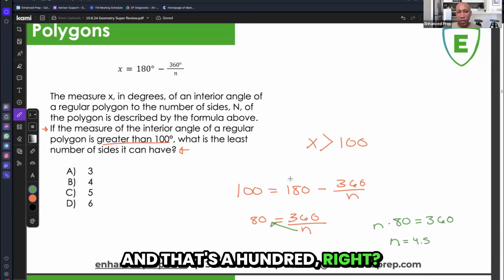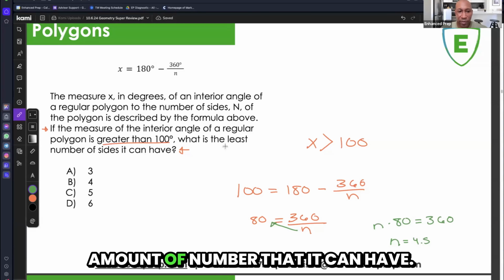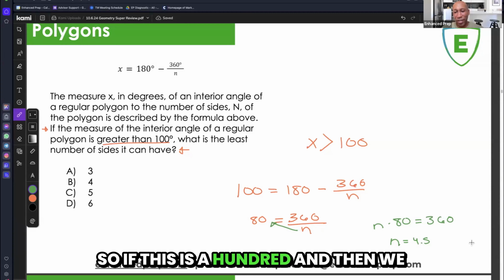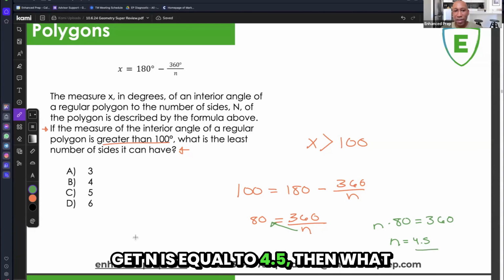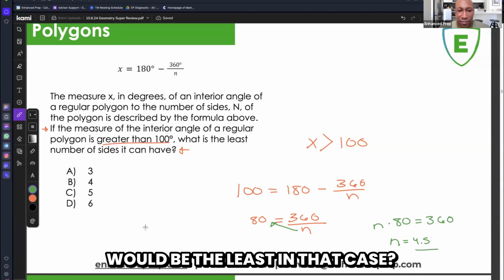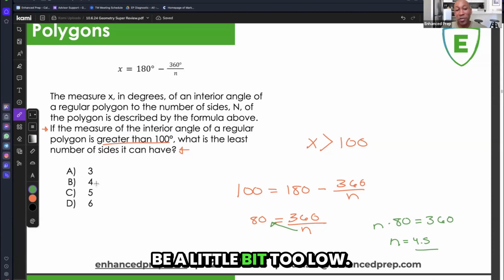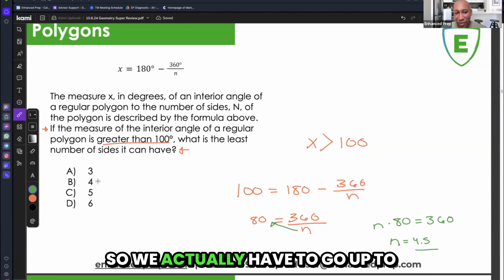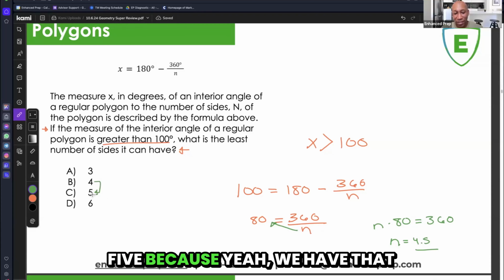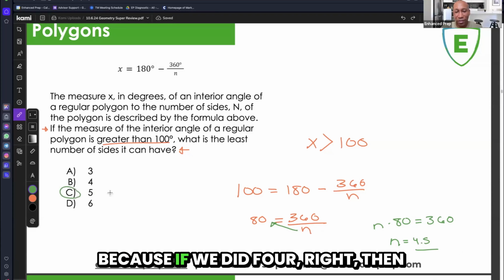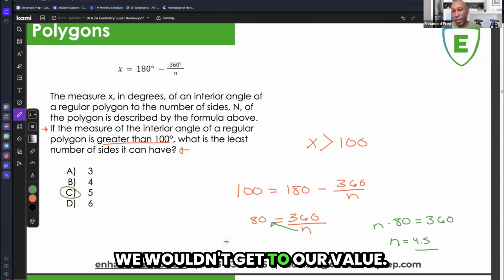And that's 100, right? So we want to say, what's the least number that it can have? So if this is 100 and we get N is equal to 4.5, then what would be the least in that case? Well, if we had 4, then we would be a little bit too low, right? So we actually have to go up to 5 because we have that 4.5, right? Because if we did 4, then we wouldn't get to our value.